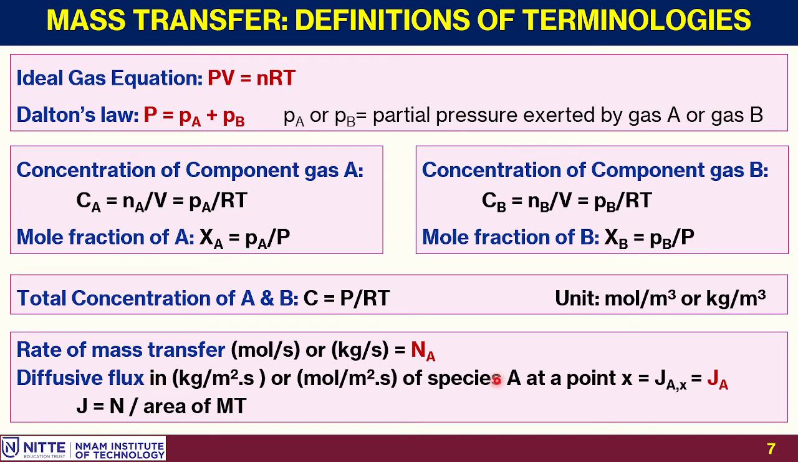For a given molecule A, we consider it for a species, because it is a mixture of components, A and B, at least two components. So for a given component, you identify a direction, the direction of X, and write it. Sometimes we omit that direction X and simply write JA. The capital J represents molar flux, and the rate of mass transfer, molar or mass, whatever you want, you can use it, but the notation is N. How are they related? Flux is equal to the rate of mass transfer upon unit area.